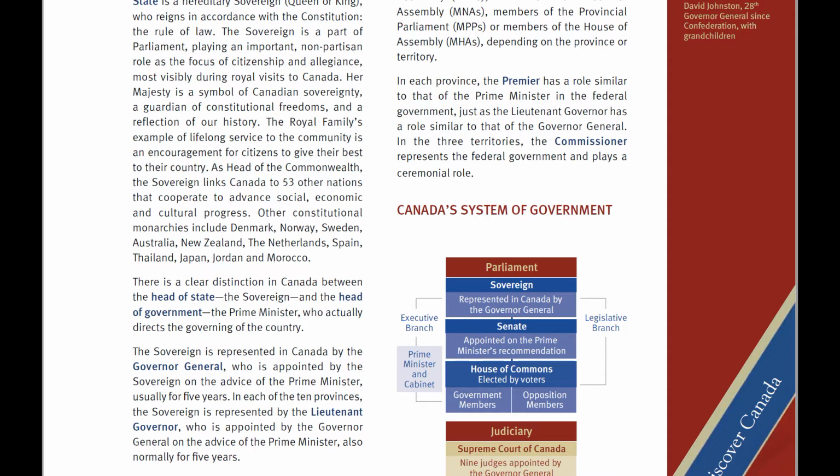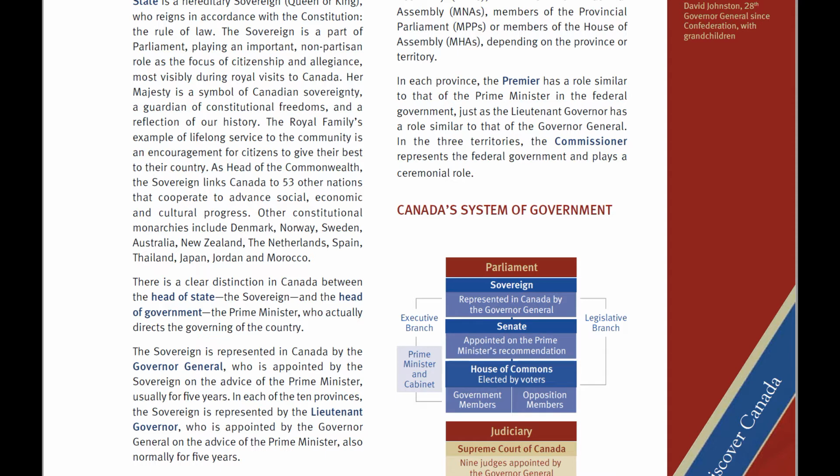The royal family's example of lifelong service to the community is an encouragement for citizens to give their best to their country. As head of the Commonwealth, the sovereign links Canada to 53 other nations that cooperate to advance social, economic, and cultural progress. Other constitutional monarchies include Denmark, Norway, Sweden, Australia, New Zealand, the Netherlands, Spain, Thailand, Japan, Jordan, and Morocco.